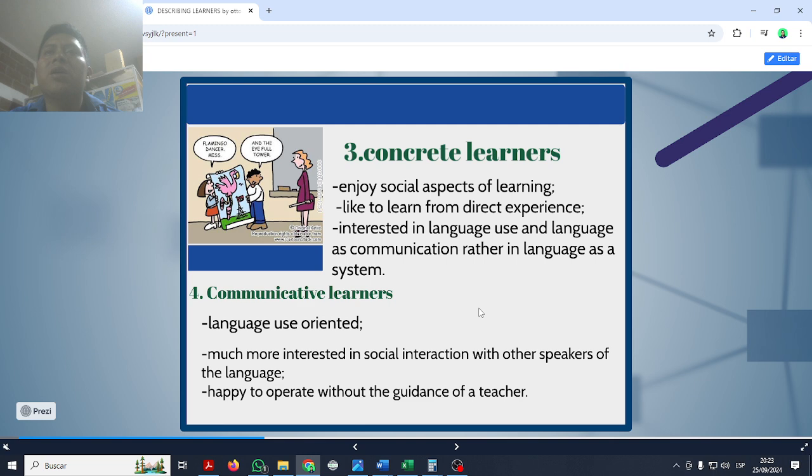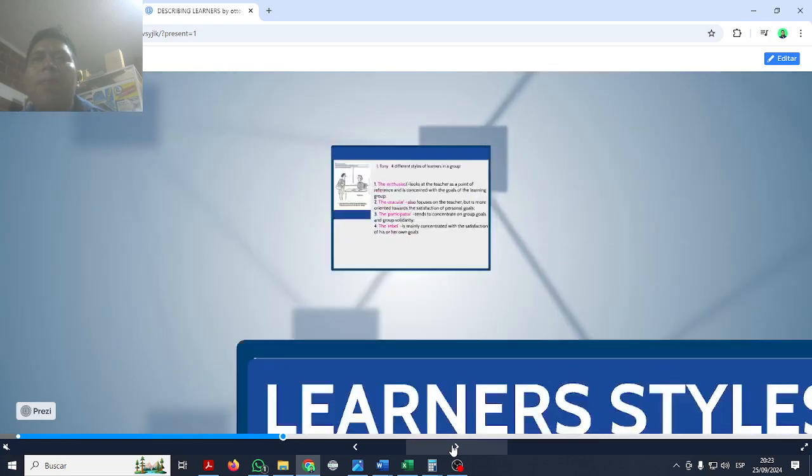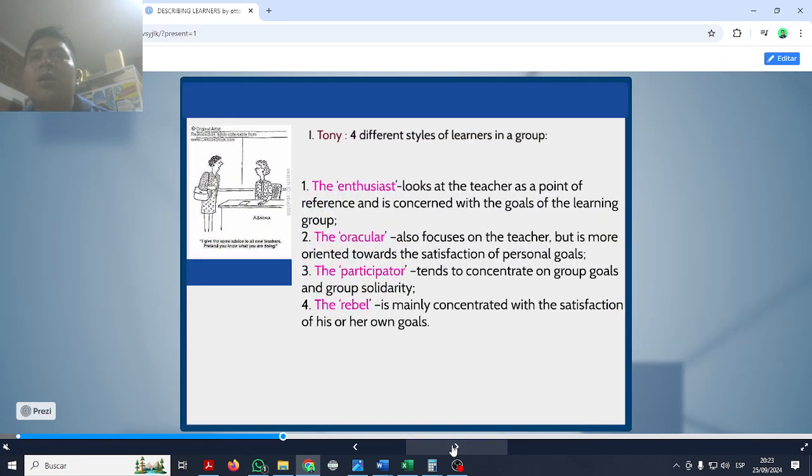It's only your homework, or to do something, and those are concrete learners. Tony, for example, has four different styles of learning in a group. The enthusiast student looks at the teacher as a point of reference, and the oracular student also focuses on the teacher, but is more oriented towards the satisfaction of personal goals.